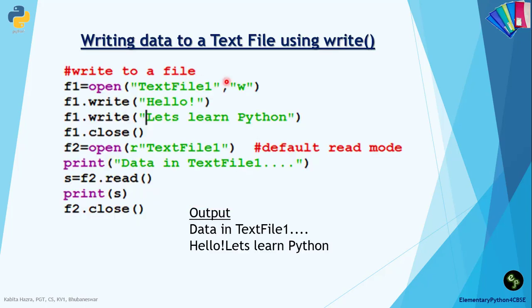This is one example where we are writing to a file using the write method. We have opened a file, text file 1. Since we want to write to the file, the mode is write mode. Then we are using the write method to write the strings hello and let's learn Python. Then we are closing the file.